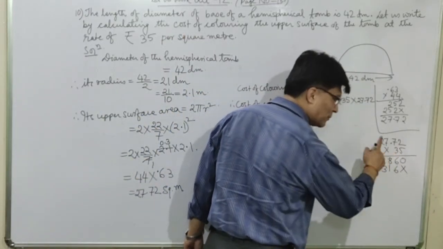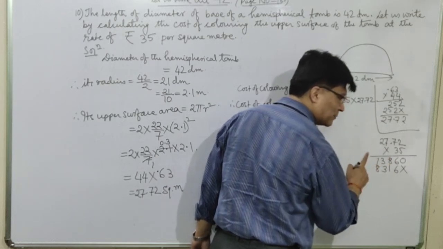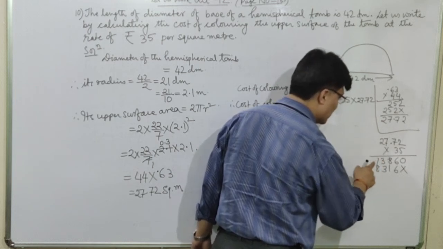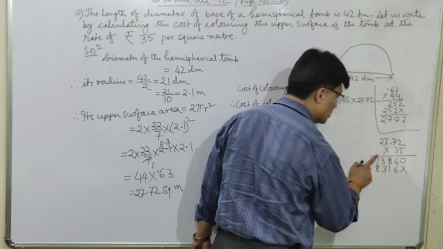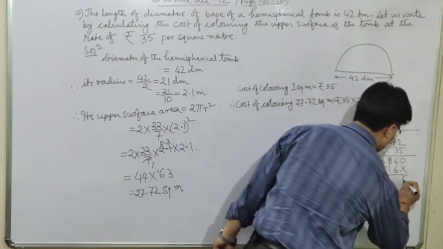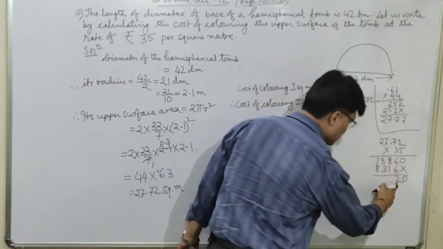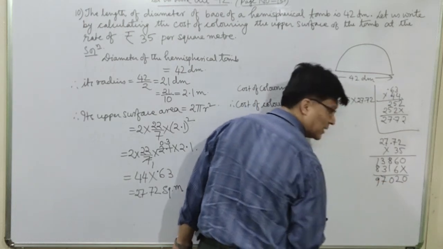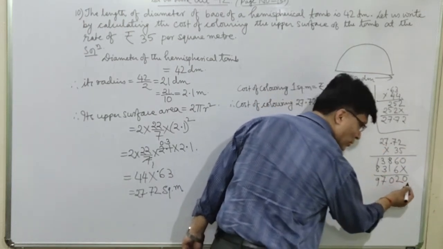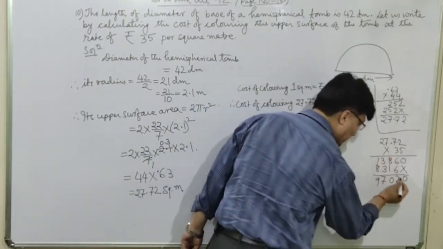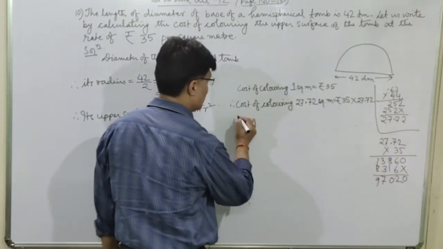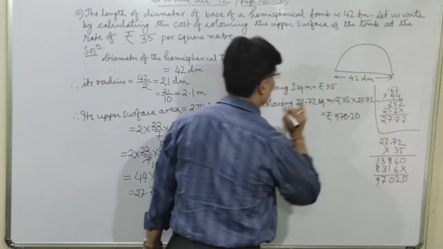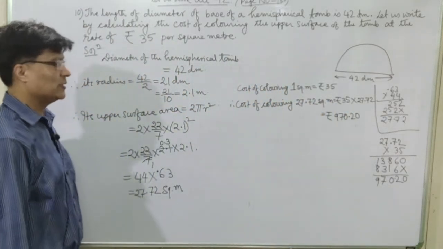5 2s are 10, 0, 1; 7 5s are 35 plus 1 is 36, 6, 3; 7 5s are 35 plus 3 is 38, 8, 3; 5 2s are 10 plus 3 is 13. So 3 2s are 6, 3 7s are 21, 1, 2; 7 3s are 21 plus 2 is 23, 2, 3 2s are 6 plus 2 is 8. So this is 0, 2, 6 plus 6 is 12, 2, 1, 9 plus 1 is 10, 0, 1, 4 plus 3 is 7, 8 plus 1 is 9. After decimal point there are two figures, so write the decimal point before two figures from the end. So it is rupees 970.20.